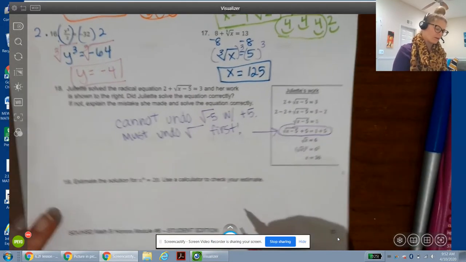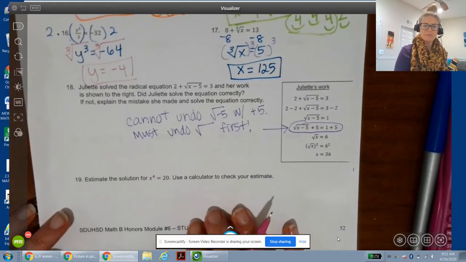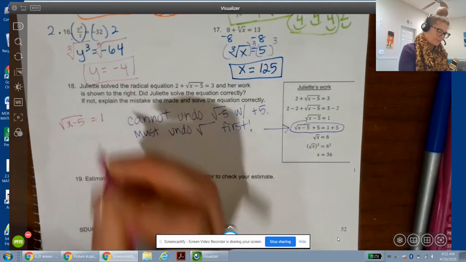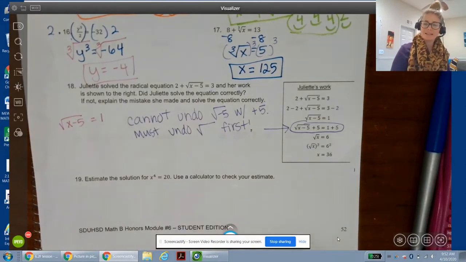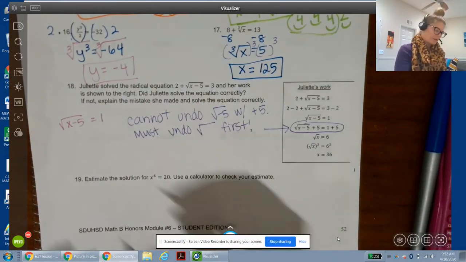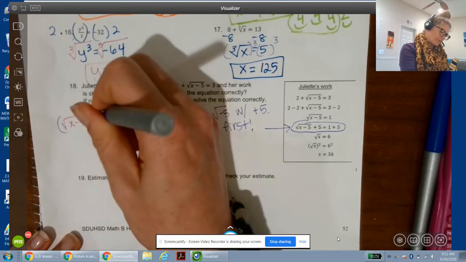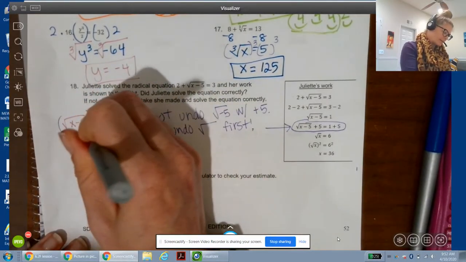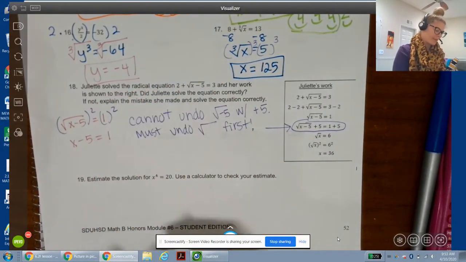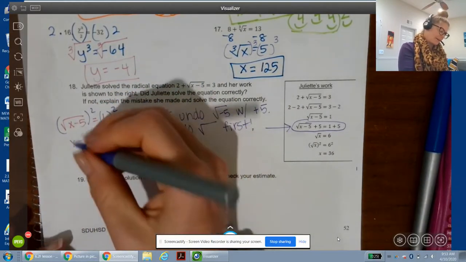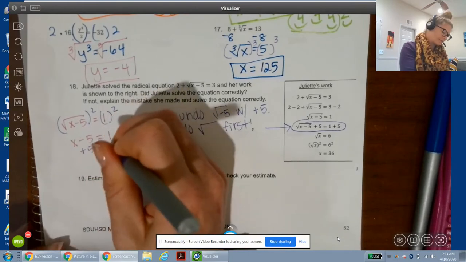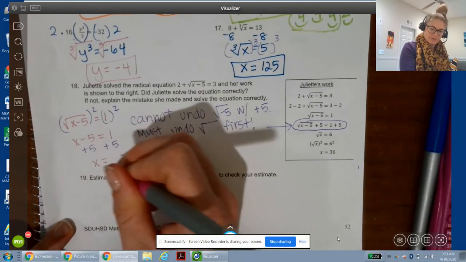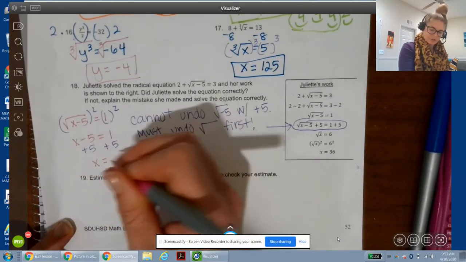Okay, so let's solve this together, and we're just going to solve it from her mistake. So we're going to solve it from the square root of x minus 5 is equal to 1. So I can't touch what's inside that radical until I get rid of it. So the first thing I'm going to do is square both sides to undo the square root. Now I have x minus 5 is equal to 1. Undo minus 5 by adding 5 to both sides. Then I end up with x is equal to 6.